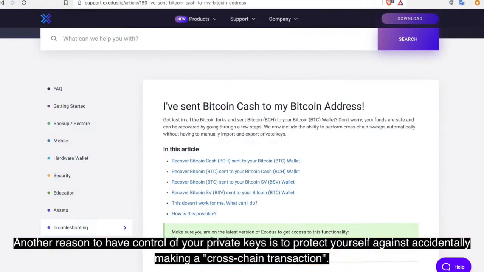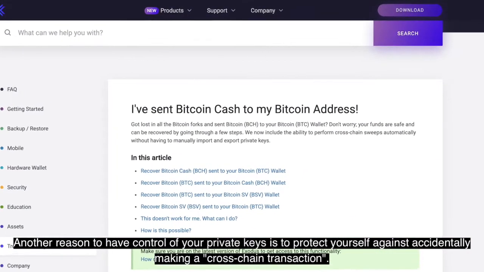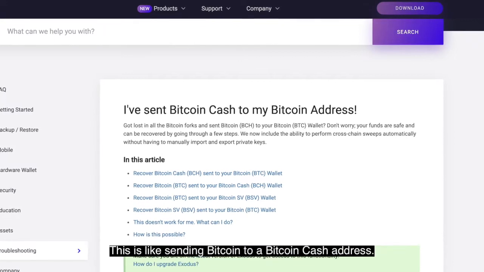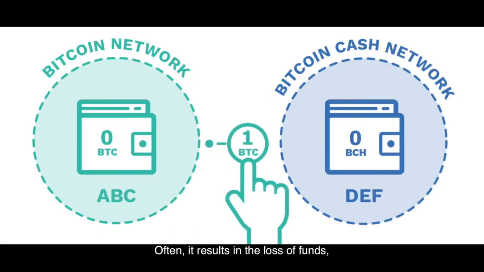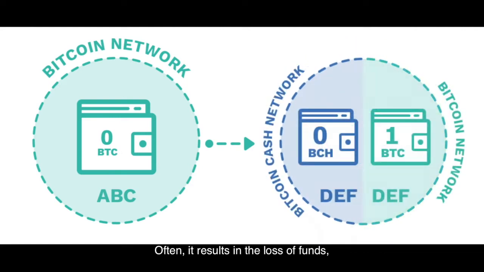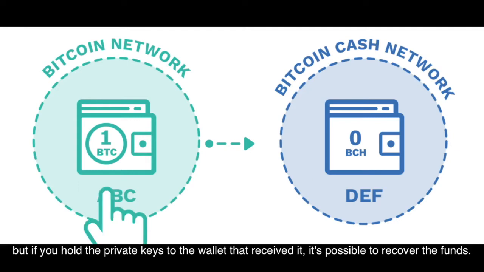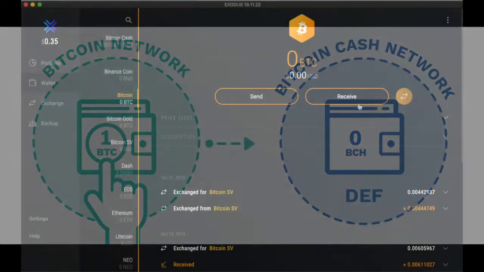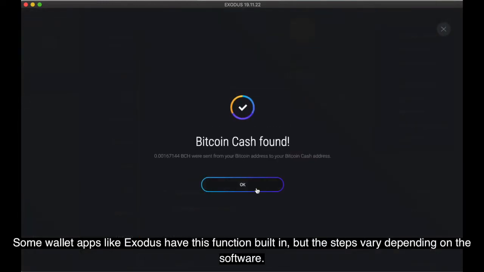Another reason to have control of your private keys is to protect yourself against accidentally making a cross-chain transaction. This is like sending Bitcoin to a Bitcoin Cash address. Often it results in the loss of funds, but if you hold the private keys to the wallet that received it, it's possible to recover the funds. Some wallet apps like Exodus have this function built in, but the steps vary depending on the software.